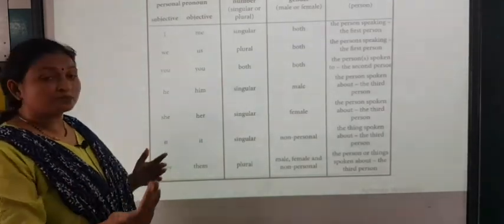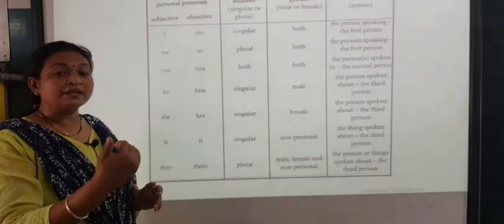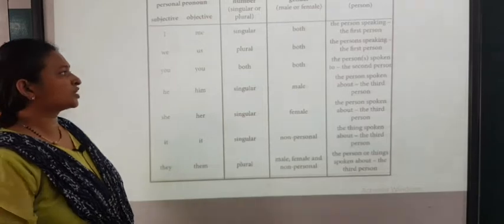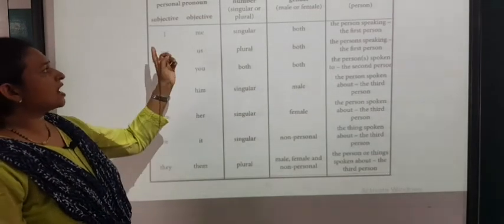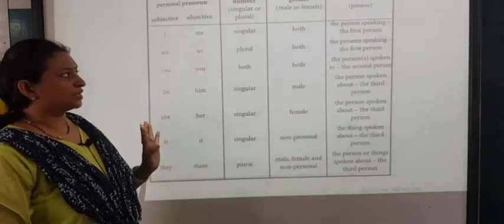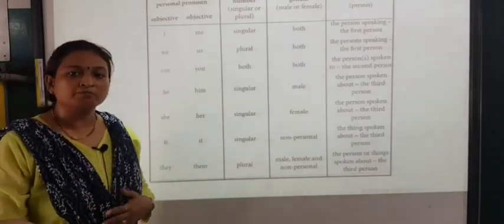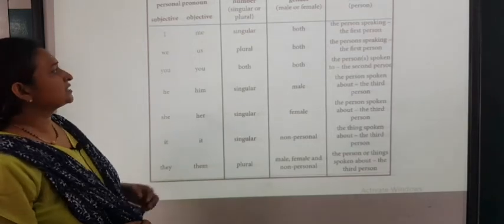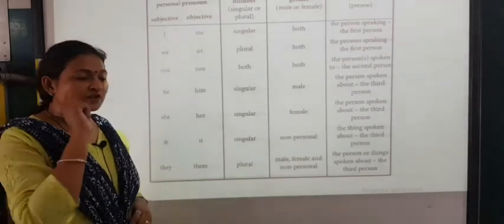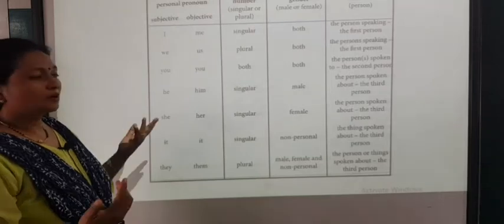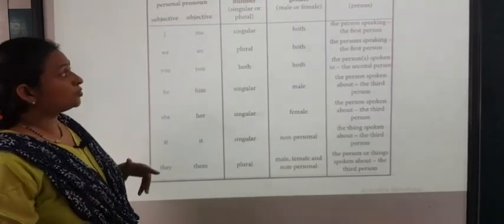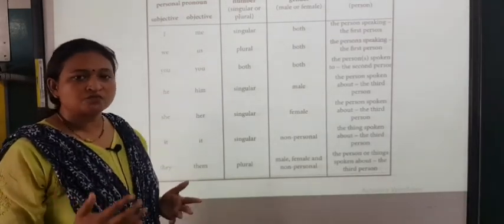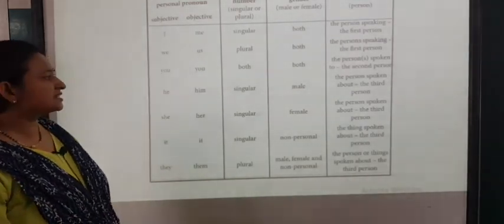तो I का object क्या होगा? Me. We will be us. They invited us. So us is objective. Now the number I is singular, we is plural, and I is used for both male and female, and we is also used for both male and female, and I and we both talk about first person. You, the objective is also you, singular and plural is also the same, gender you is used for both female and male, and this is the second person.